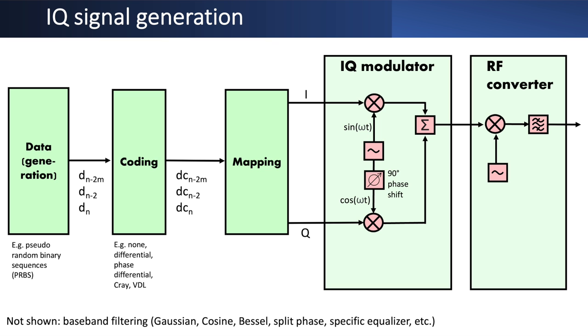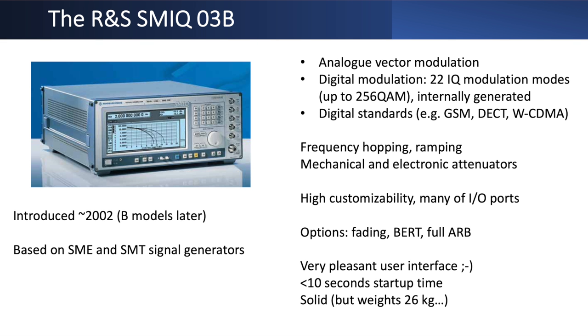And to say a little bit more about that particular device, I'm pretty excited about it. I'm enjoying it a lot. So it's the SMIQ, and in my case, it's the model number 03B. That is a signal generator that was introduced around 2002, although the B model that I have here came a little bit later and has better specifications. It was built upon earlier models like the SME and the SMT signal generators, which were analog generators and then a bit of digital signals. And this is the first one really fully supporting IQ and having all the IO options for it.